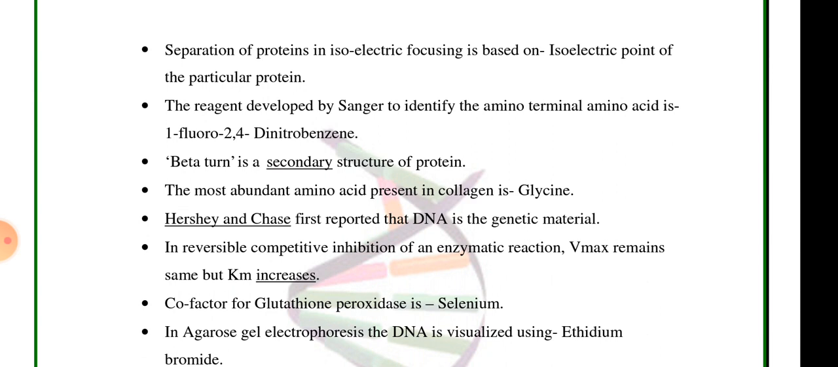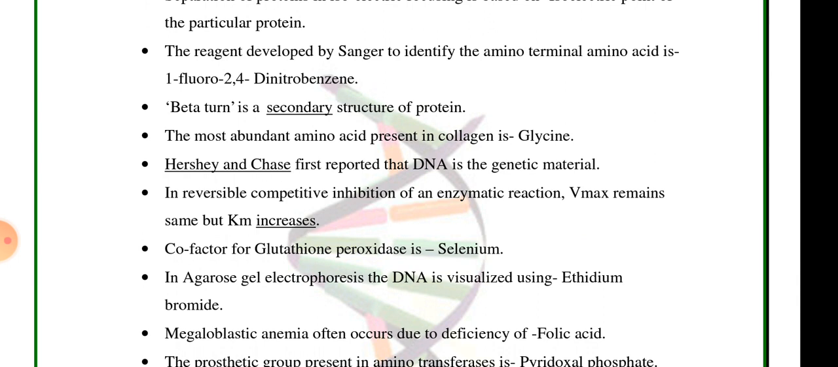In reversible competitive inhibition of an enzymatic reaction, Vmax remains the same but Km increases. The cofactor of glutathione peroxidase is selenium. Selenium is vital as it is the cofactor for many enzymes such as glutathione peroxidase. In agarose gel electrophoresis, the DNA is visualized using ethidium bromide. Ethidium bromide is very toxic and carcinogenic, so handle it with care.